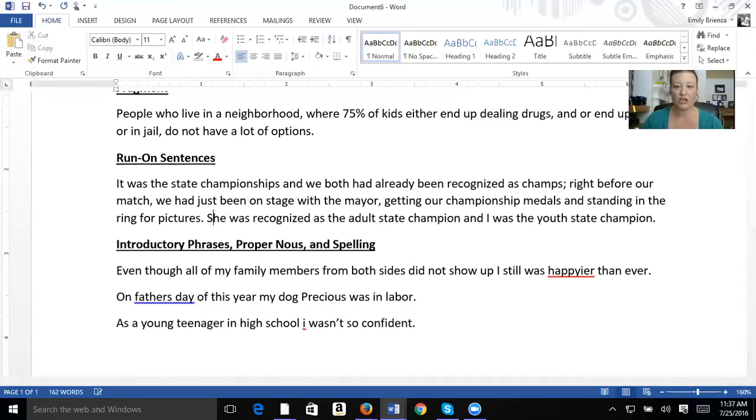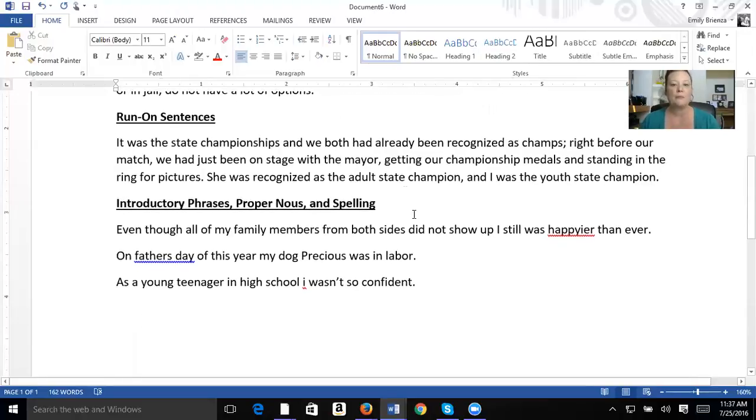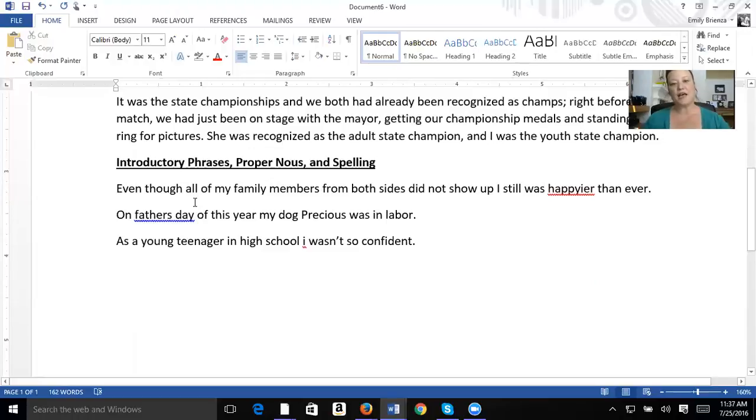I would say she here because we're starting a new idea, but who is she? Because it's not in this sentence or this sentence. That's where the pronoun gets a little confusing. So we might have her name there, was recognized as the adult state champion, comma, and I was the youth state champion. All right, so now we have fixed those missing punctuation marks to make it a little bit stronger. And now I've got a couple of examples of something that I saw in a lot of papers, so I wanted to give you a few different ones.